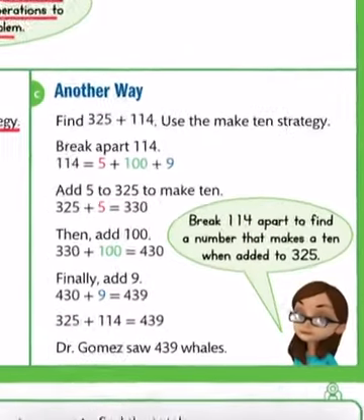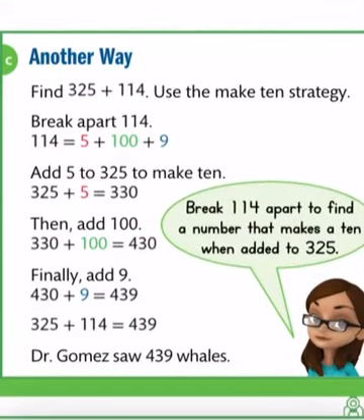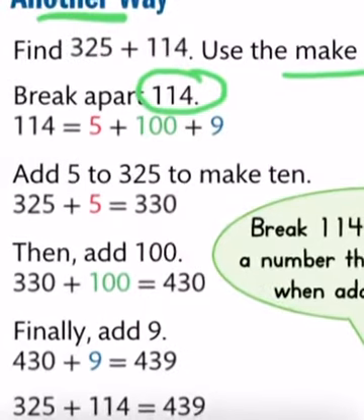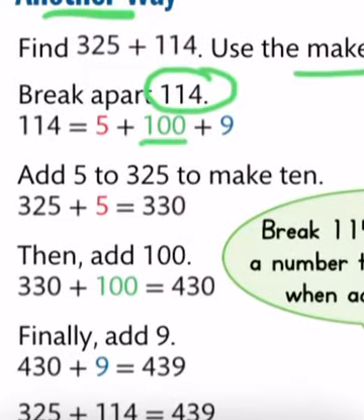Let's look at another one. And when we're doing these strategies, what I want you to think about is what works best for you. One of these two, maybe you have a different strategy that will work. So this another way here on section C, we're going to use the make 10 strategy. So they're going to break apart 114, and in this case they made 100 plus 5 and 9.